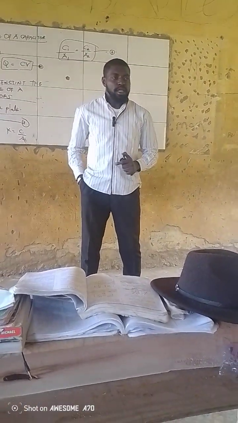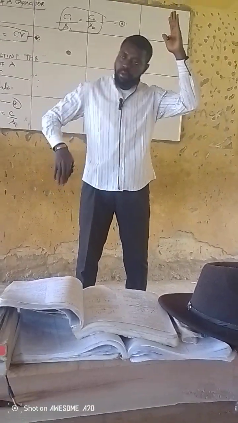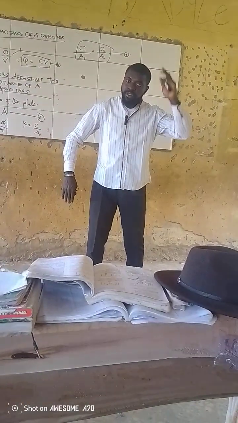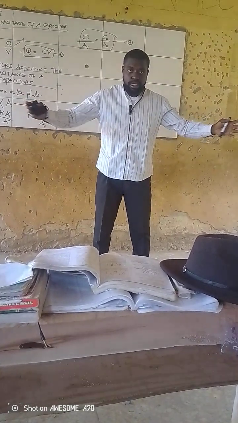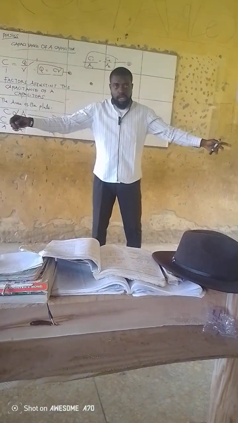When two things are inversely related, what does it mean? It means one is going up and the other one is coming down. So if the distance separating the plates is higher, the capacitance of the capacitor should be low. You get it?